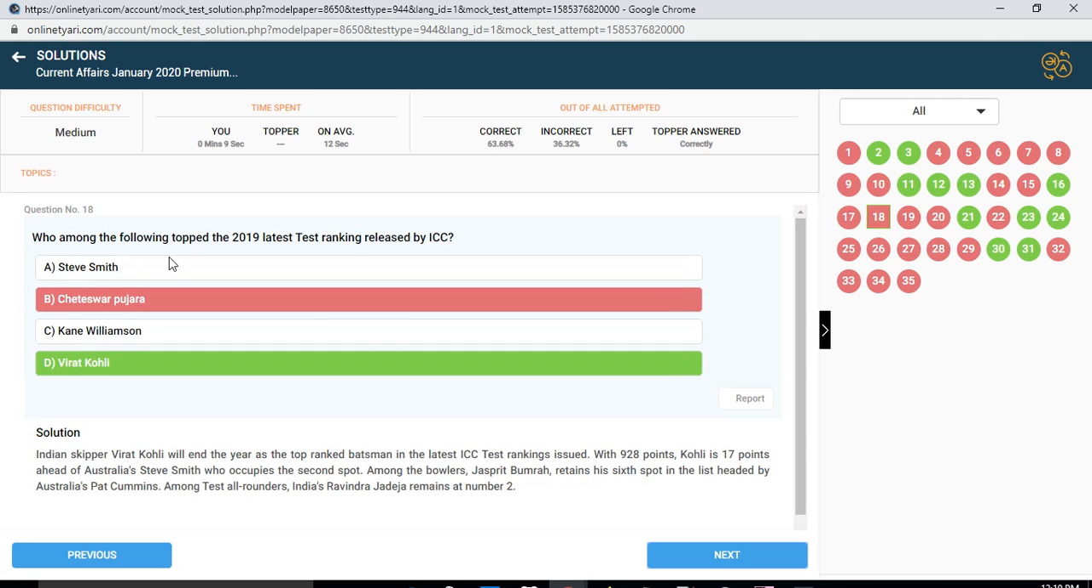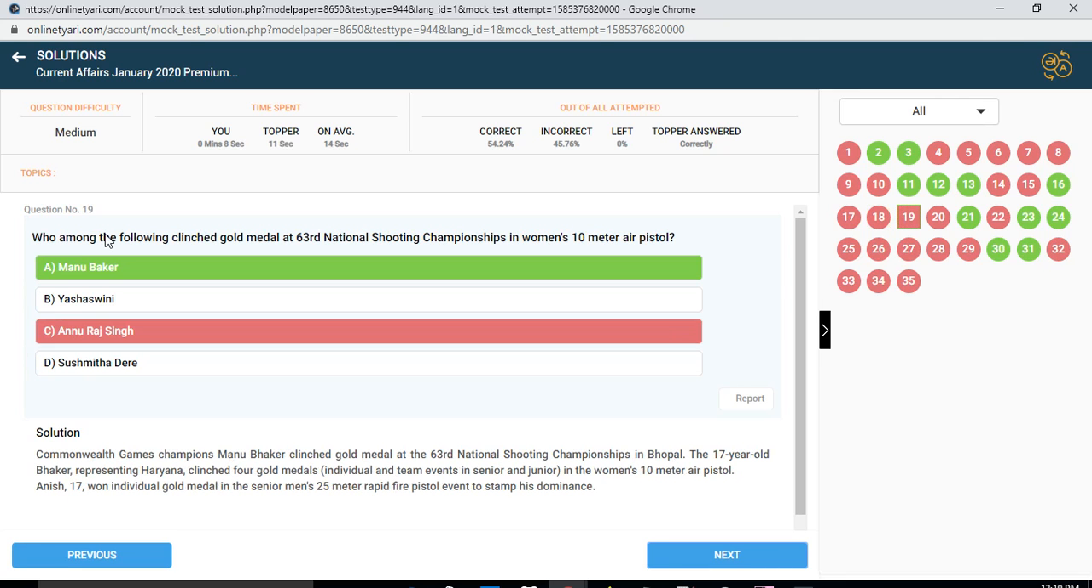Who among the following topped the 2019 latest Test ranking that was released by the ICC? Virat Kohli. Who among the following clinched the gold medal at the 63rd National Shooting Championship in the women's 10 meters air pistol? Manu Bhaker.